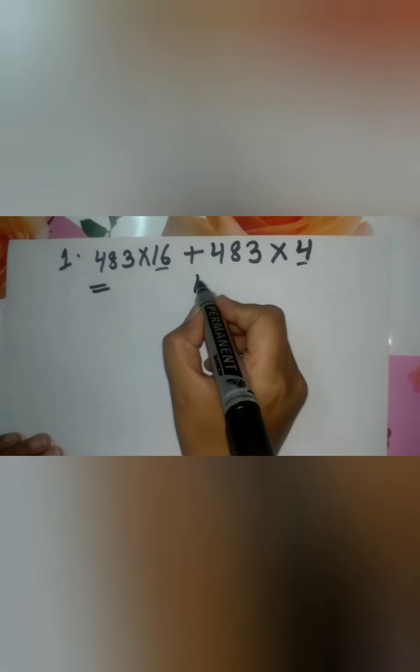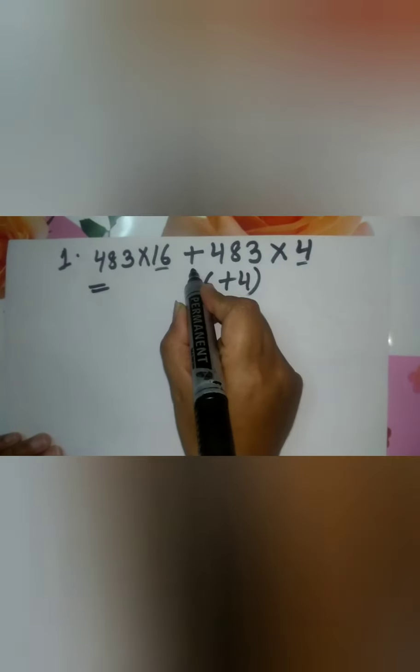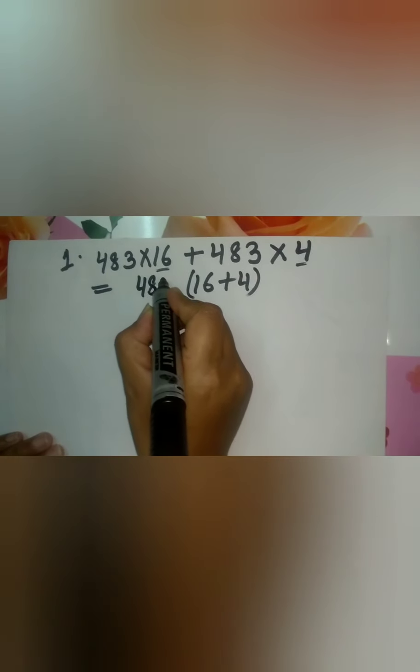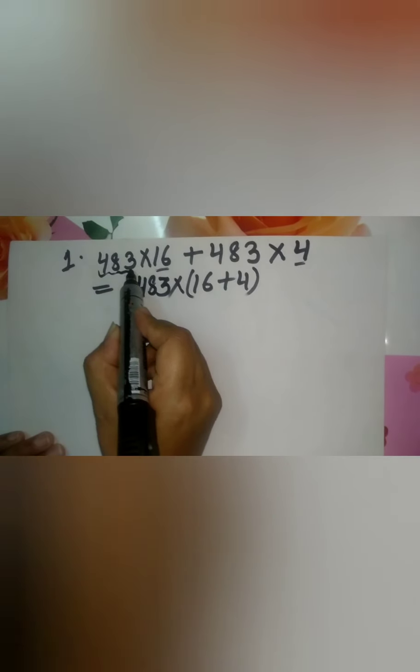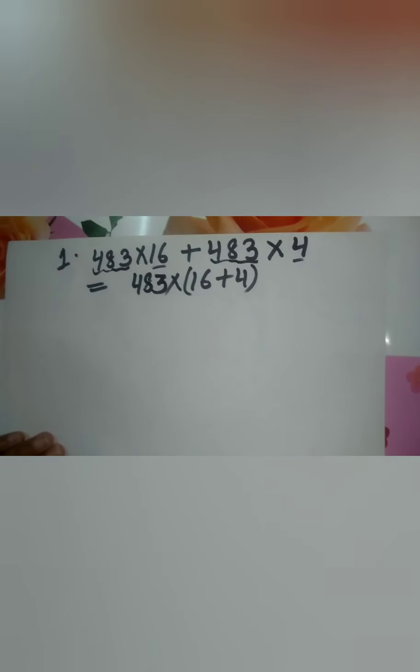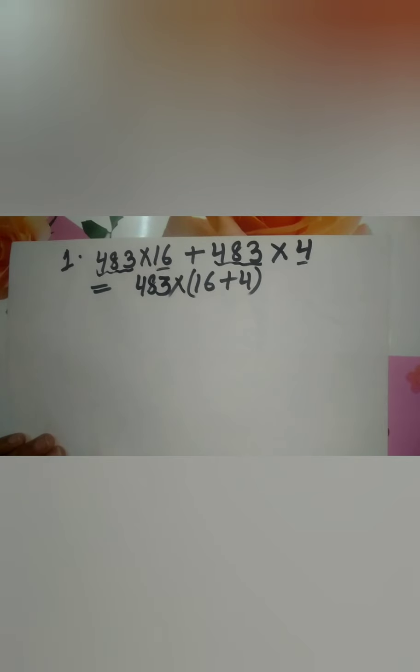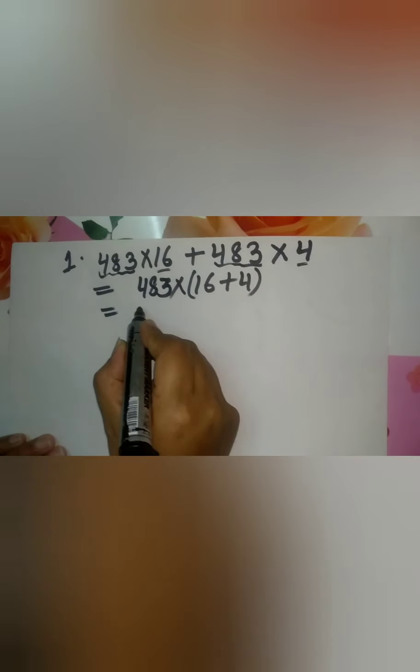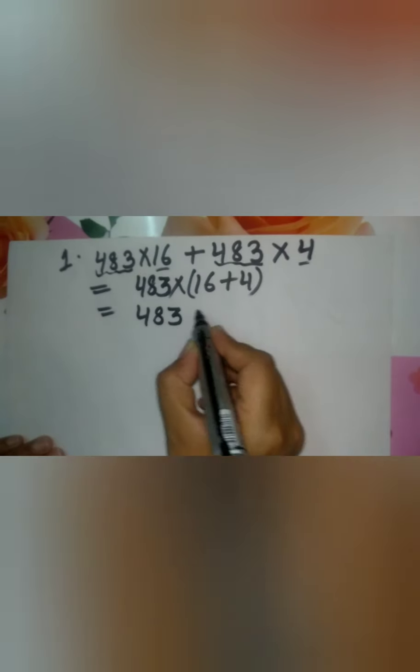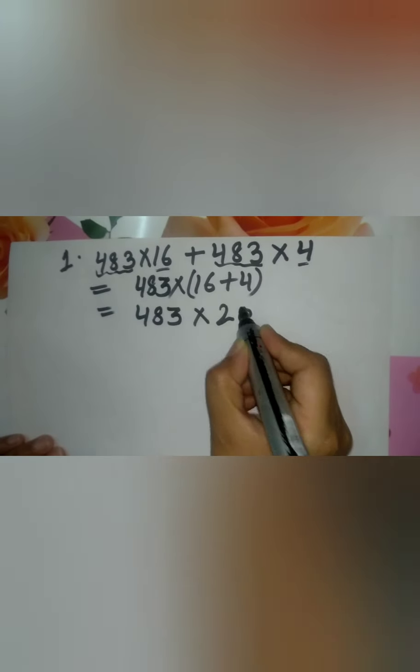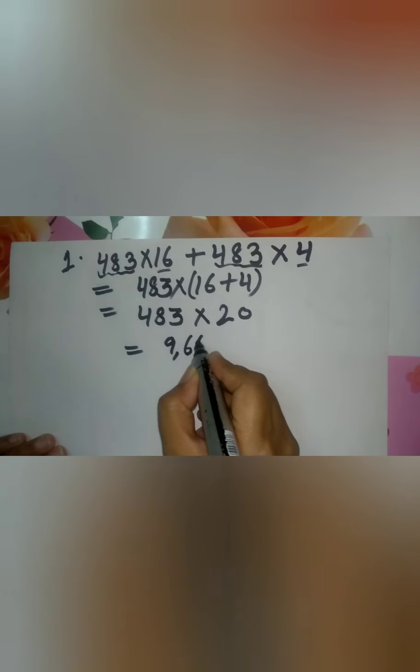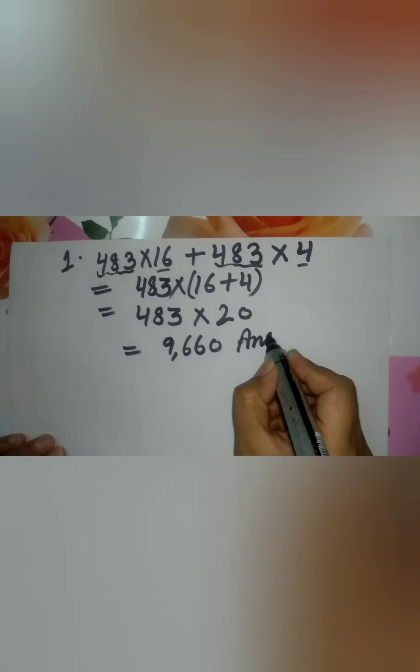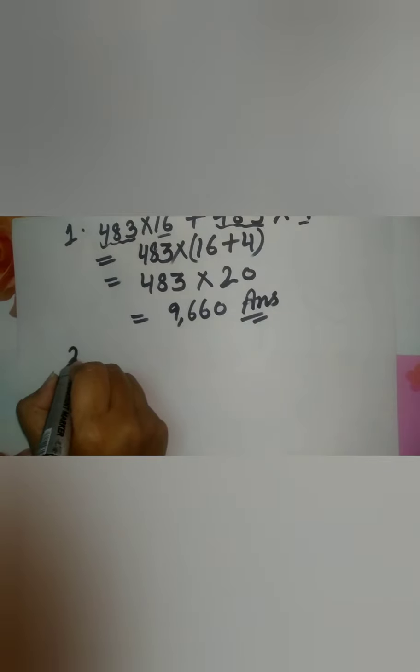So what will we do? 16 and 4 unite themselves and let the monster outside. Who was the common monster here? Here the common monster was 483. You remember, you have to identify the common monster first. So what will it become? 483 multiplied by 20. So 483 multiplied by 20 gives you 9660. Easy? So let's take one more example now.